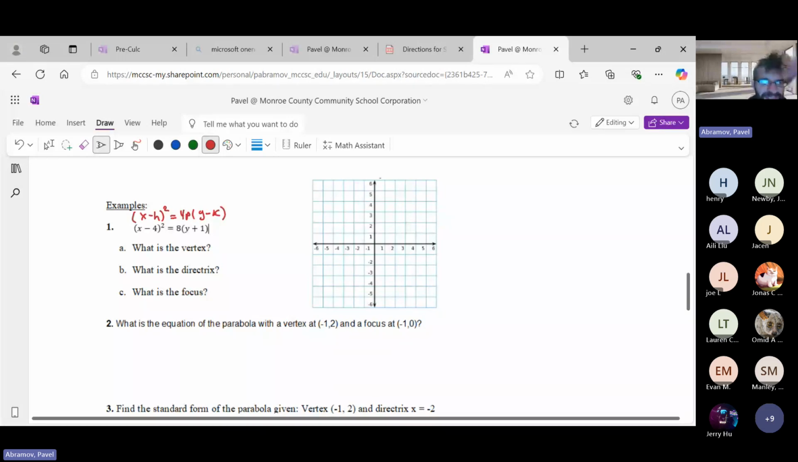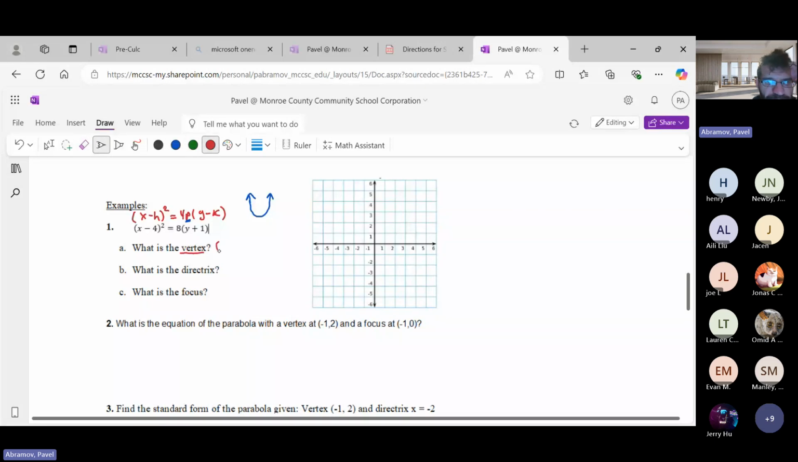We can see that the x term is the one that's being squared. And since the x term is the one that's being squared, we know that the parabola will open either up or down. It's going to be a vertically opening parabola. And since this 8 is a positive number, that means that our p will be positive. Therefore, this parabola will open upwards. So by looking at the equation, when it's already in the standard form, we can see that the parabola will be opening up.